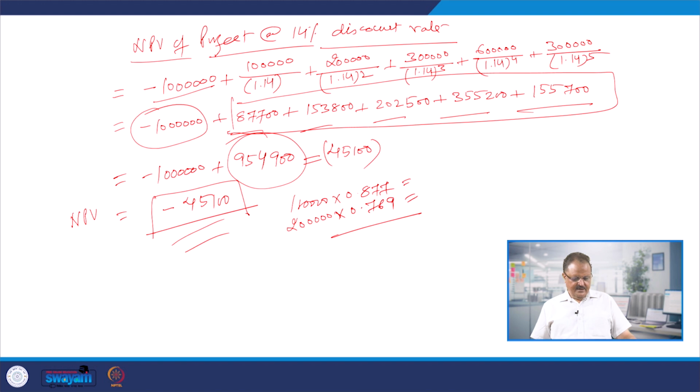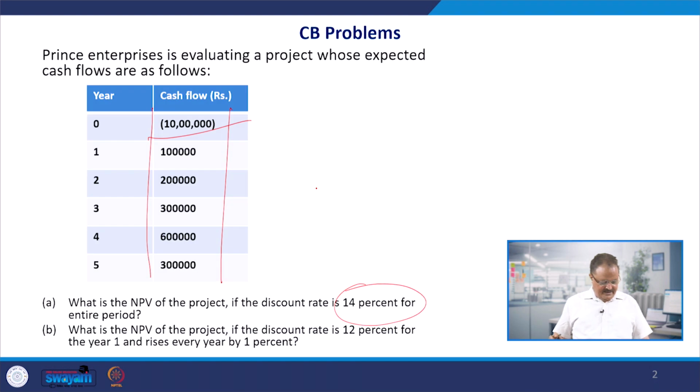This is a negative value, so we will not be able to take up the project, will not be able to take up the venture. Now, we will have to go for the second part. If you see this, you have to go for the second part. So, what is the second part given here?